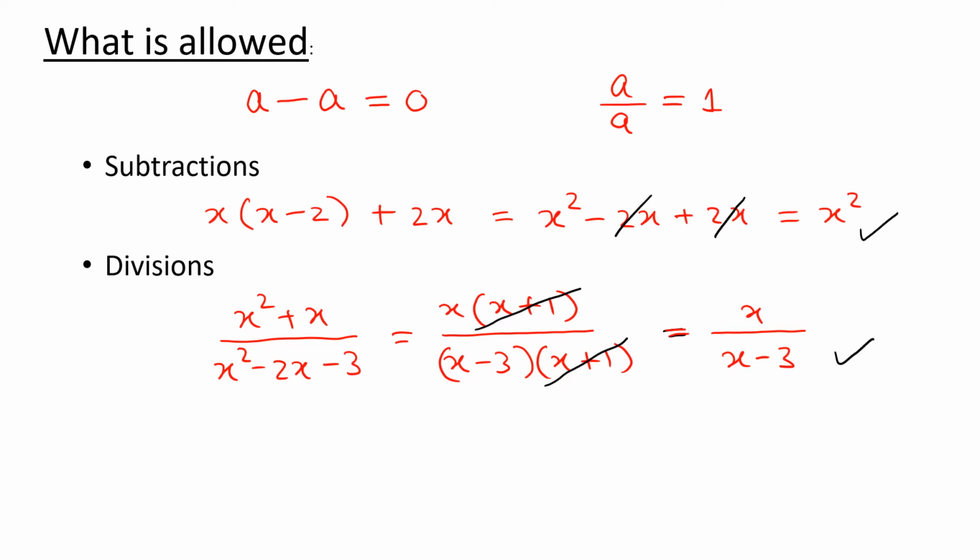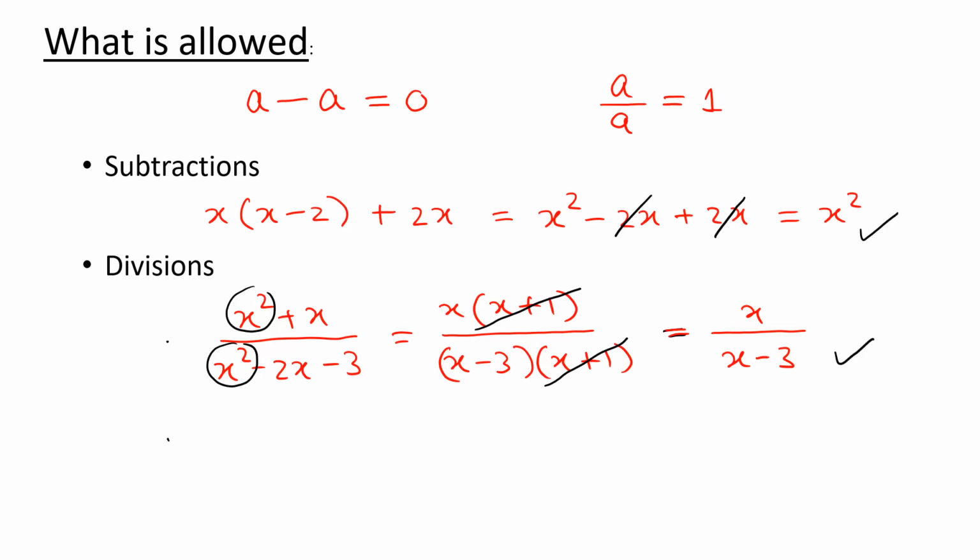And you cannot cancel x squared with x squared. If you had cancelled x squared with x squared, you would get x over negative 3x minus 3, and this does not equal the previous result. So this is not correct. Okay, and then as another example, how about this one?